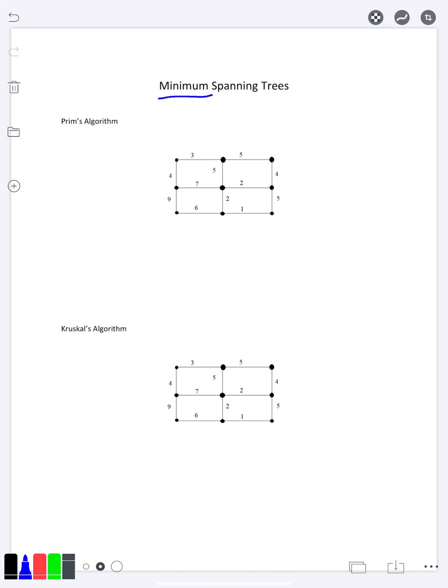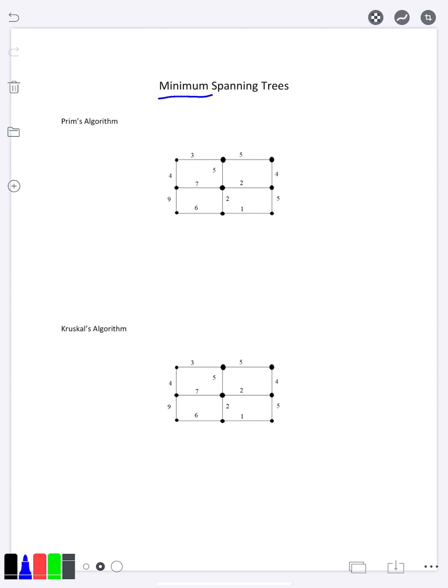Now there are going to be two main algorithms that will help us find these. One is called Prim's algorithm, one is called Kruskal's algorithm. They only differ ever so slightly. They are guaranteed to find the minimum spanning tree, but there are possibilities that there are going to be more than one minimal spanning tree.